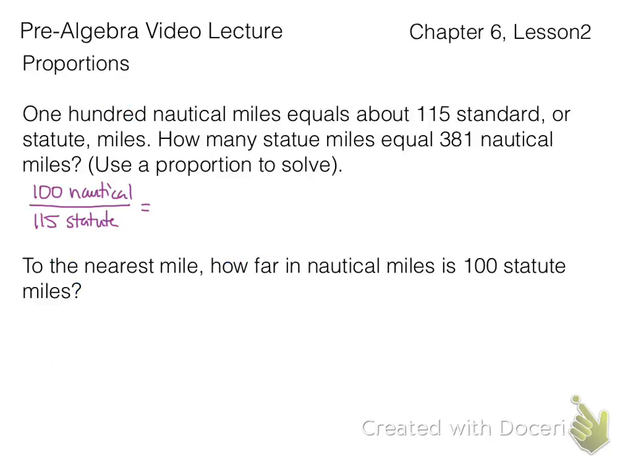100 nautical miles, nautical means in the ocean or on water, equals about 115 standard or statute miles, and that would be like land miles. How many statute miles equal 381 nautical miles?